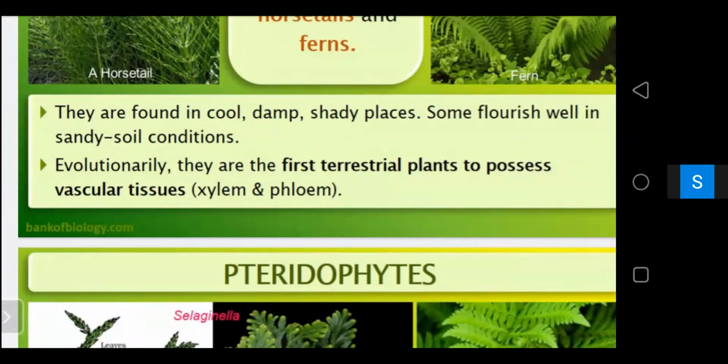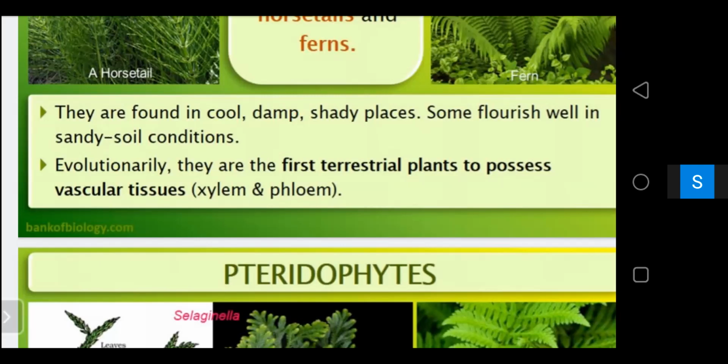And if you can see, they are used for medicinal purposes. These are the economical properties, and they are soil binders. Now, what is the habitat? They're found in cool, damp, shady places, and some flourish well in sandy soil conditions. You know the meaning of sandy soil. The particle size is more in case of sandy soil, and you know we have discussed algae and bryophytes.